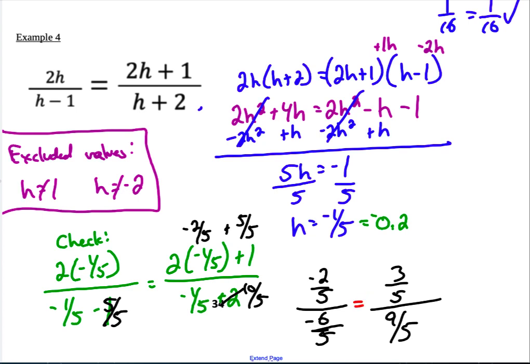And I want to know, are those equal to each other? Well, they all have the same denominator, so the denominator really just disappears. We can multiply everything times 5 and get rid of that denominator. So I have -2 over -6. Well, that's 1/3. 3 over 9, that's 1/3. So it does work.